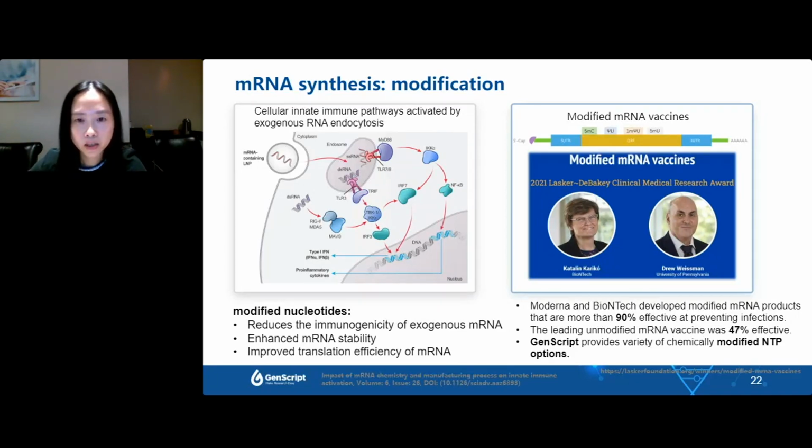But Moderna and BioNTech developed modified mRNA products that were more than 90% effective at preventing infections. But the leading unmodified mRNA vaccine was 47% effective. So some other pharmaceutical companies who used to use unmodified have changed to use modified mRNA. And GenScript can provide a variety of chemically modified NTP options.